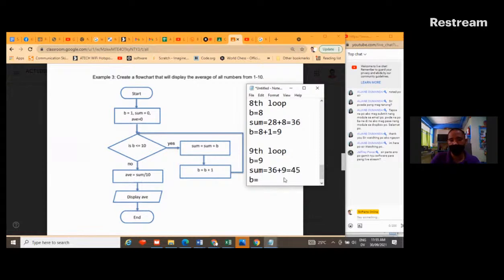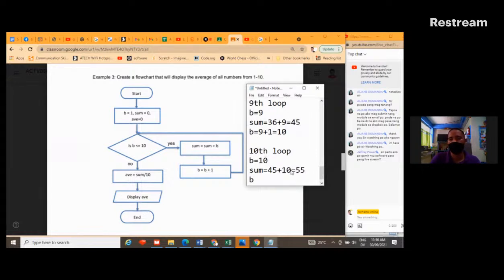And b equals 9 plus 1, equivalent to 10. 10th loop, b equals 10. Sum equals sum plus b, which is sum is 45 plus the value of b, which is 10. That is 55.